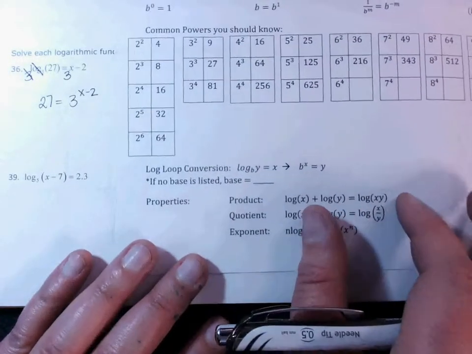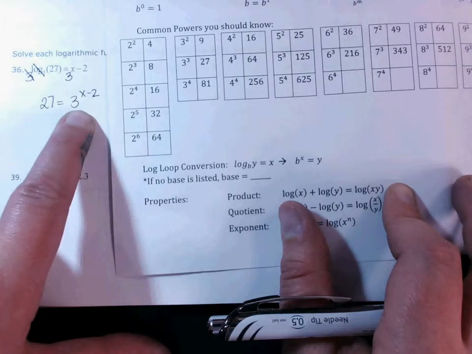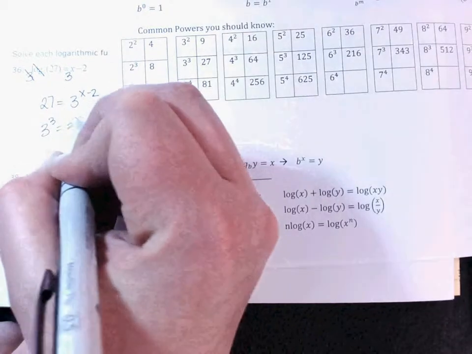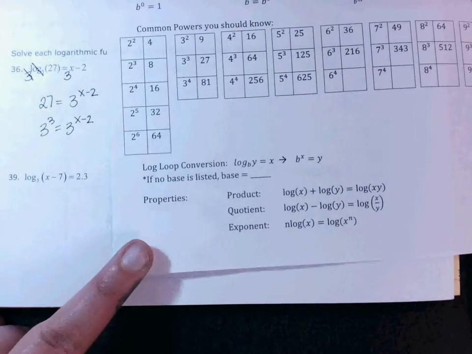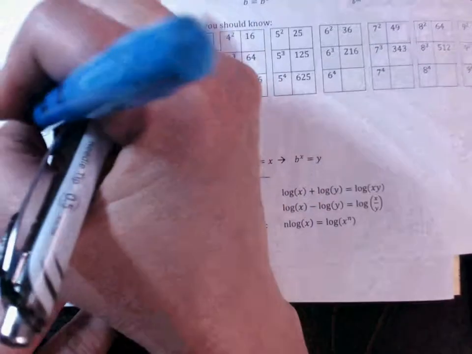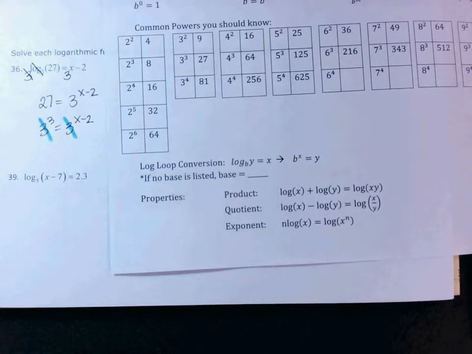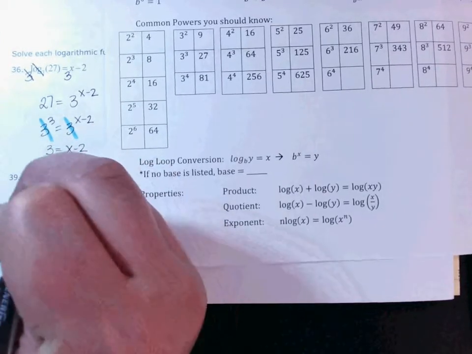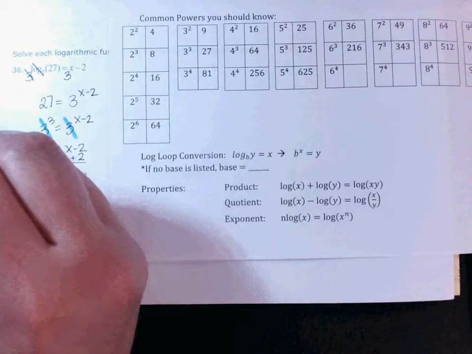So, pulling my chart up here, 27 is a 3 to the what? 3 to the 3. 3 to the 3 equals 3 to the x minus 2. And then why do I convert it to be a 3 to the 3? What can happen if they both have a 3 base? Cancel them out. And then from there, 3 is x minus 2. What's my last step? Plus 2. Plus the 2 across. And x would be what? 5. Good.